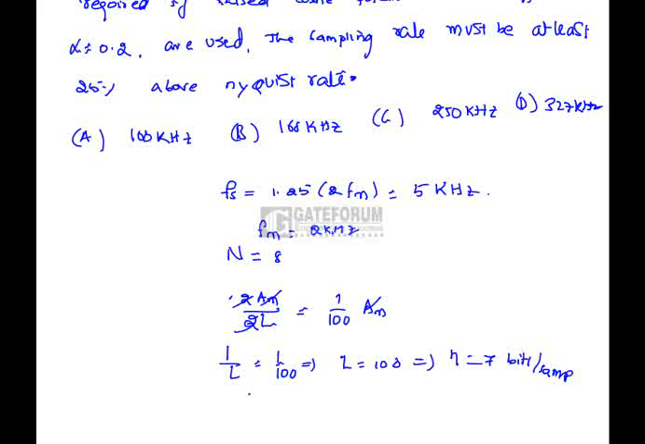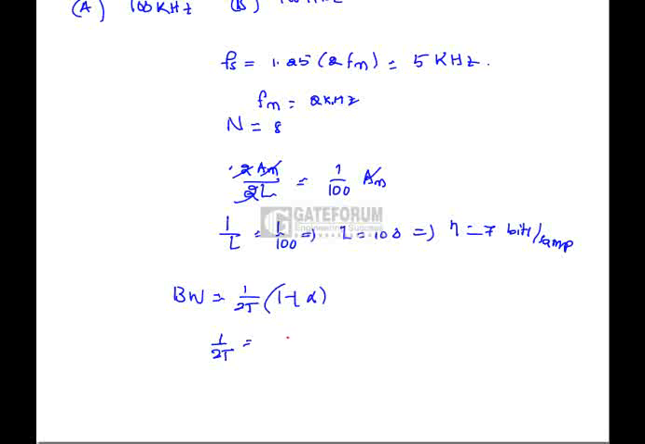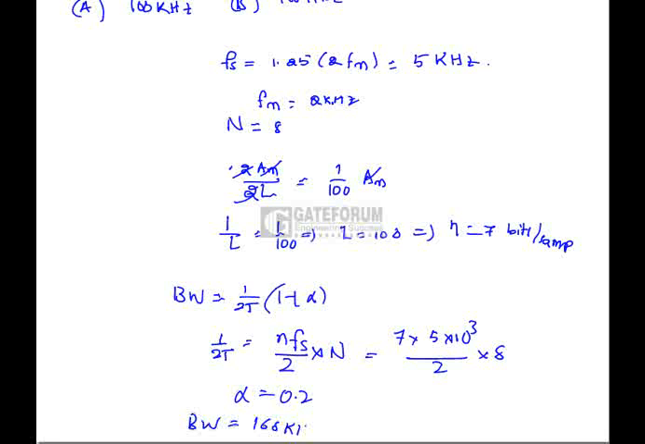After getting the number of bits per sample, we have to decide the bandwidth. Bandwidth is nothing but 1 by 2T into (1 plus alpha). Here 1 by 2T is nothing but N Fs by 2 into N, which is nothing but 7 into 5 into 10 power 3 divided by 2 into 8. Alpha is 0.2. After substituting into the bandwidth equation, we will get 168 kHz, which is option B.